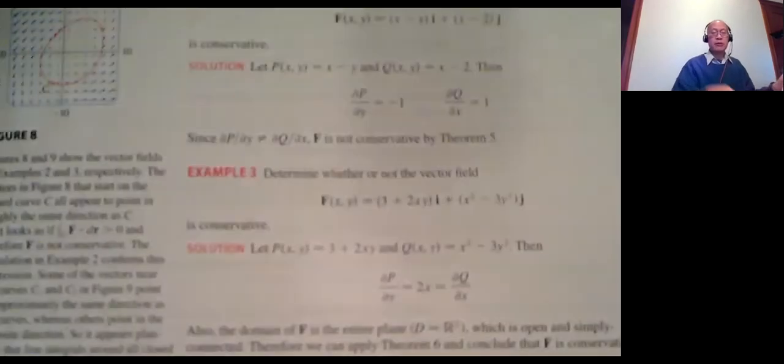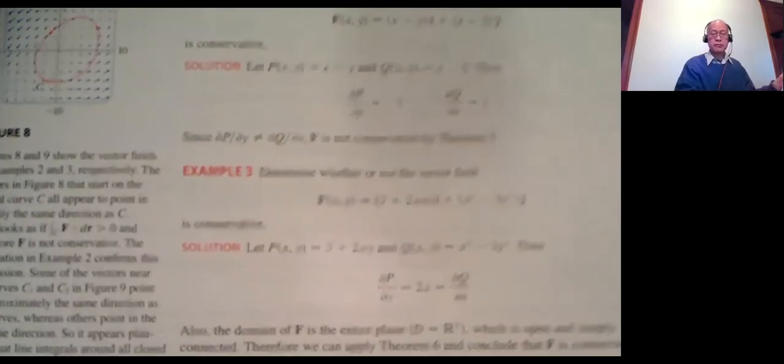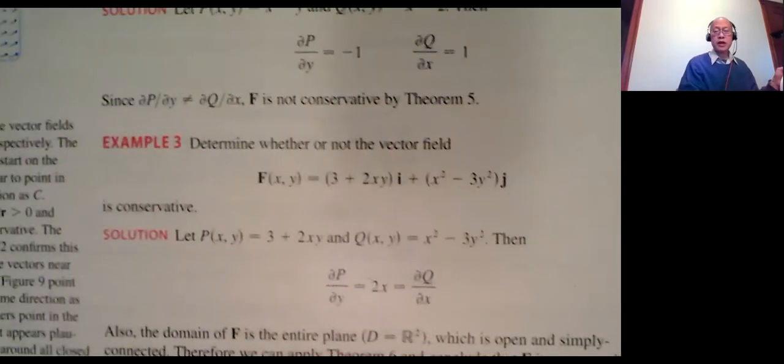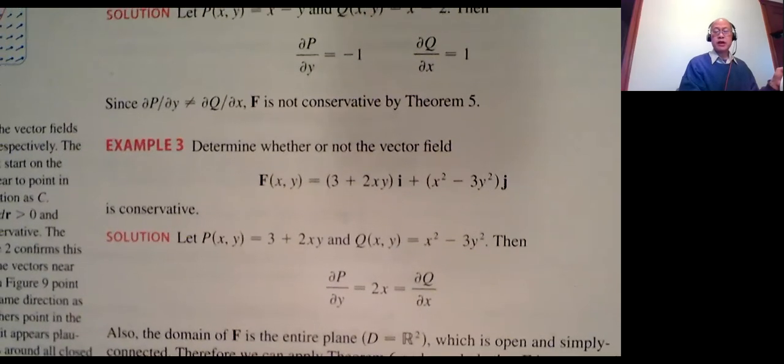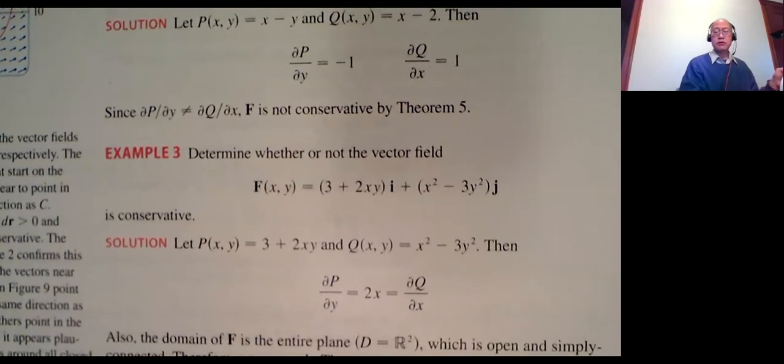Okay. On the other hand, example 3, 2-dimensional, capital F of x, y, 3 plus 2xy, that's my p. X squared minus 3y squared, that's my q.